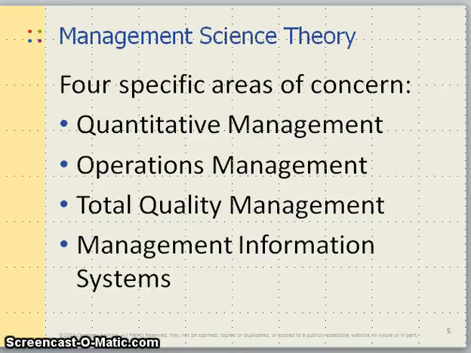There are many branches of management science, and IT, which is having a significant impact on all kinds of management practices, is affecting the tools managers use to make decisions. Here are the branches: quantitative management, operations management, total quality management, and management information systems.